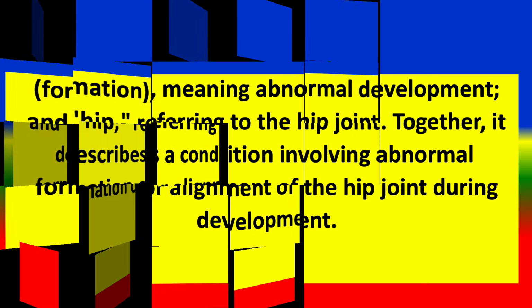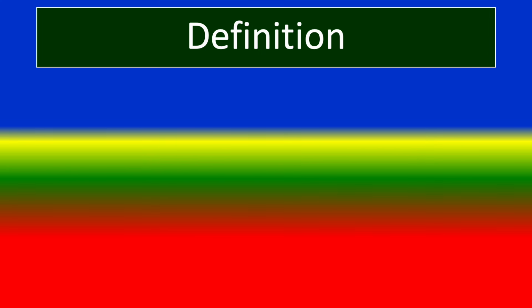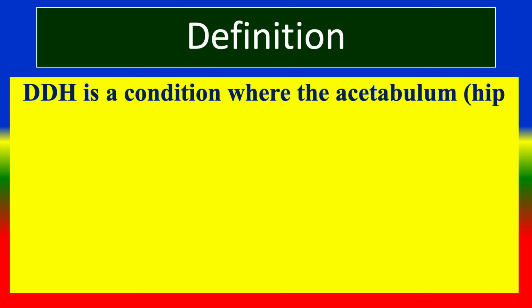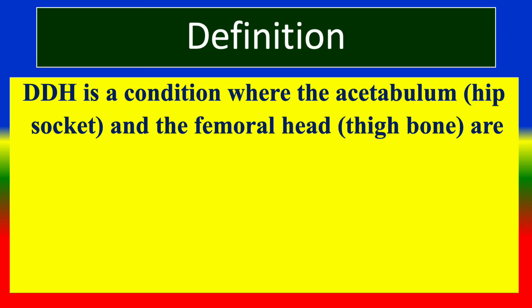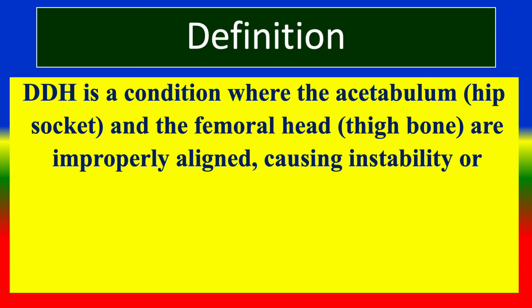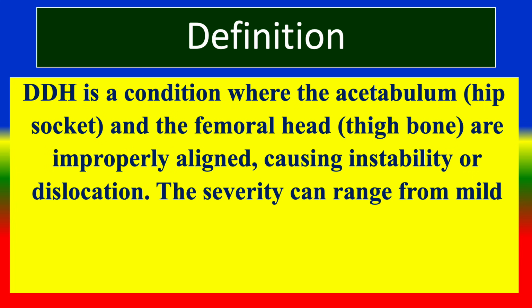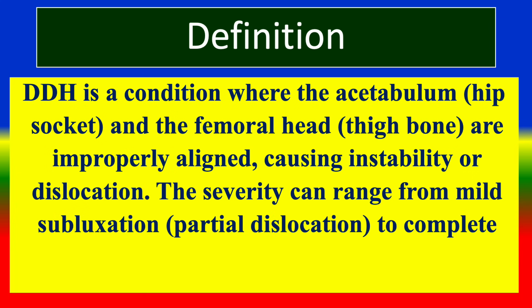Definition: DDH is a condition where the acetabulum, the hip socket, and the femoral head, the thigh bone, are improperly aligned, causing instability or dislocation. The severity can range from mild subluxation, partial dislocation, to complete dislocation.